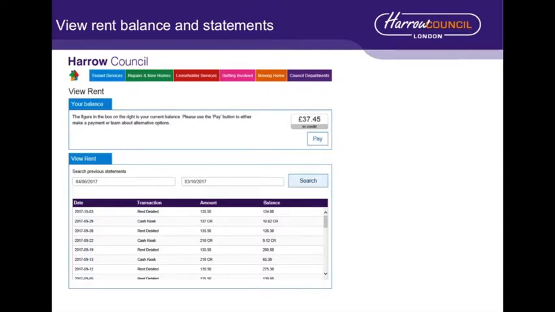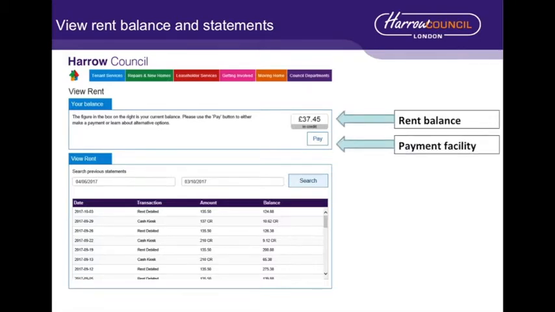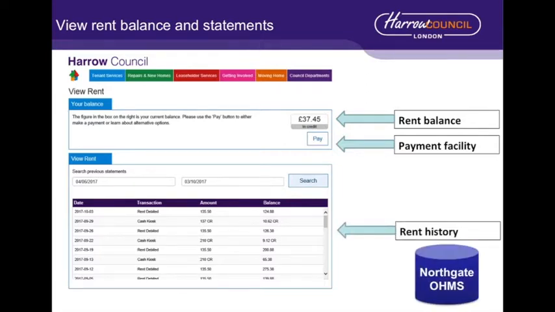So a customer, once they've logged on to the account, can see the rent balance, they can link directly to the payment facility, and they can see the rent history. And this is seamlessly linked into the Northgate OHM system, so it's real-time information. Northgate were great because they provided us the APIs which we can utilise and pull back the information at real time, rather than using a tactical database.